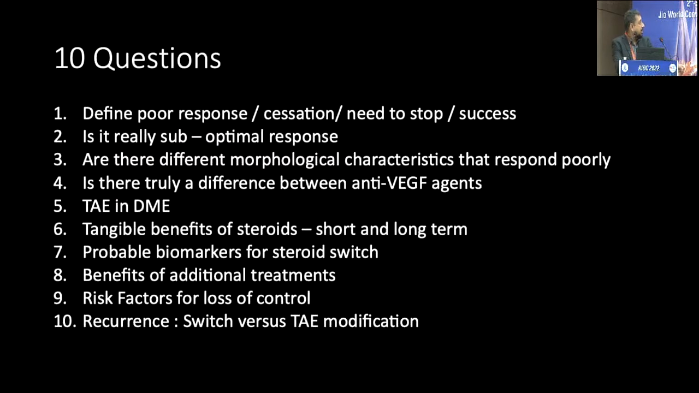I have 10 unanswered questions here, starting from what do you really call a poor response? What do you mean by a suboptimal response? Are there differences in the CME or DME that don't allow them to think? Is there a real difference between the anti-VEGF agents? What do you really mean by treat and extend in DME? What are the characteristics and the biomarkers for switching? We'll go through some of these questions.